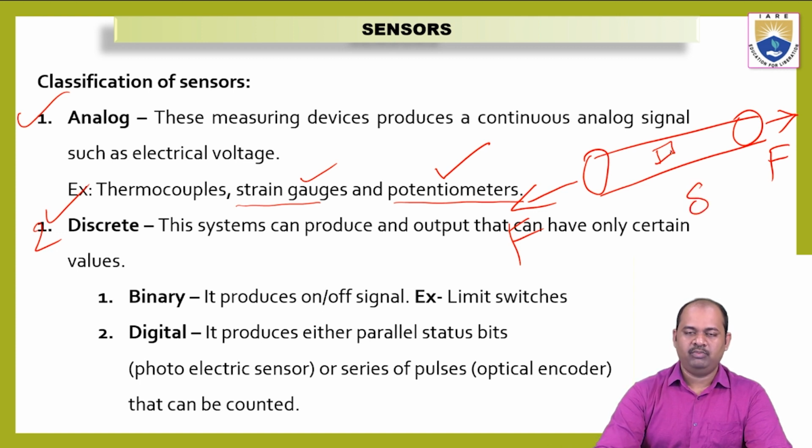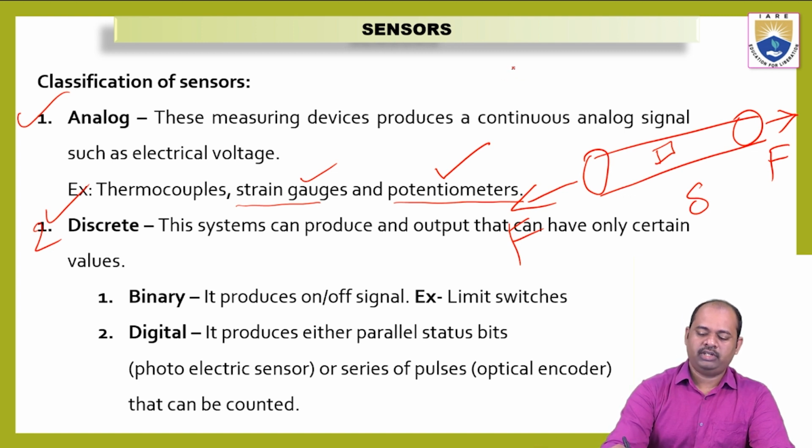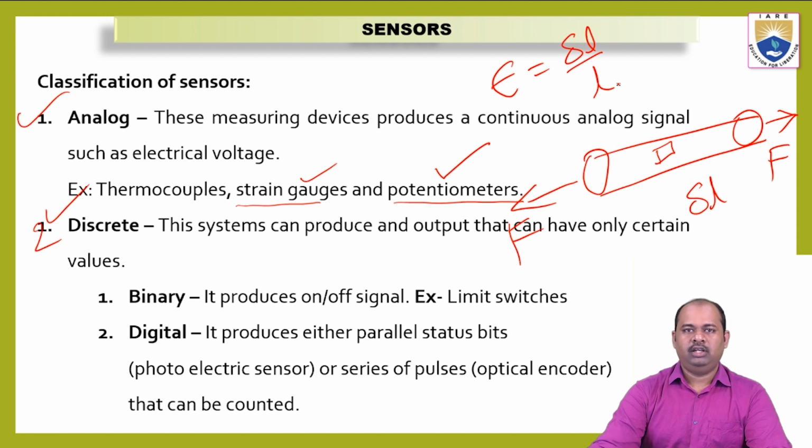Now this delta can be used for calculating the strain. We have the formula for strain. Strain is equal to change in length by original length, delta L by L. Now this delta L is used to calculate the strain, and this strain in turn is used to calculate stress.